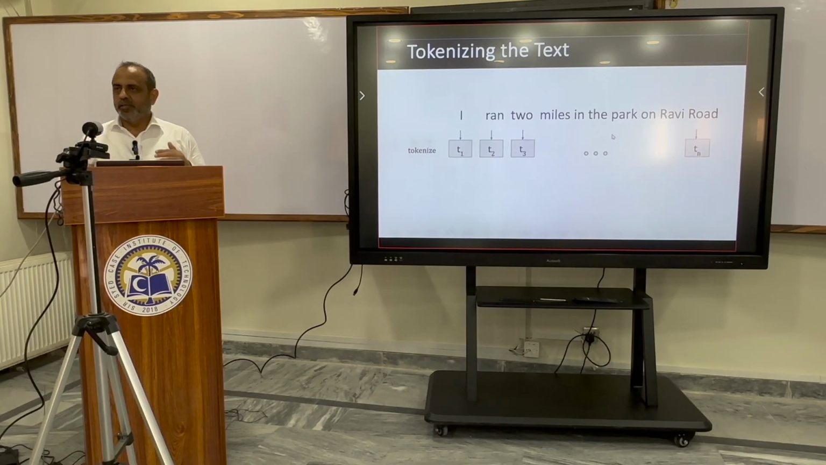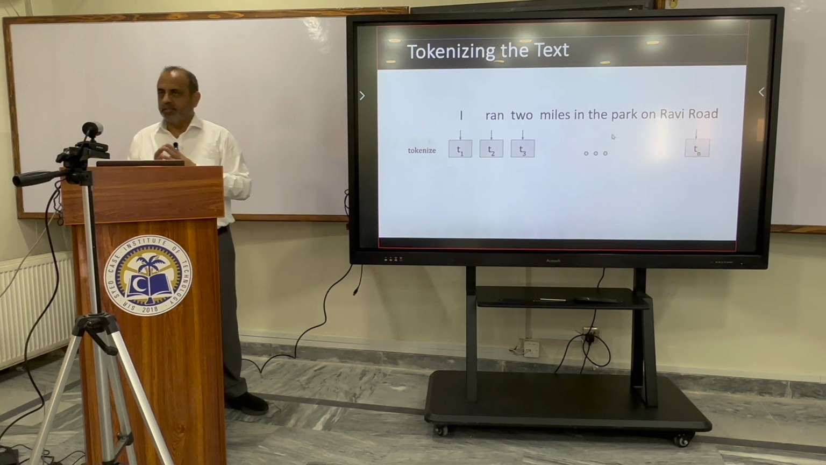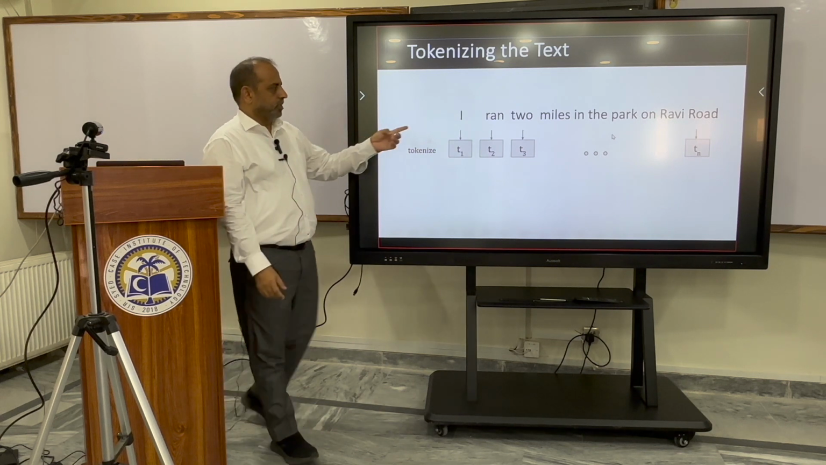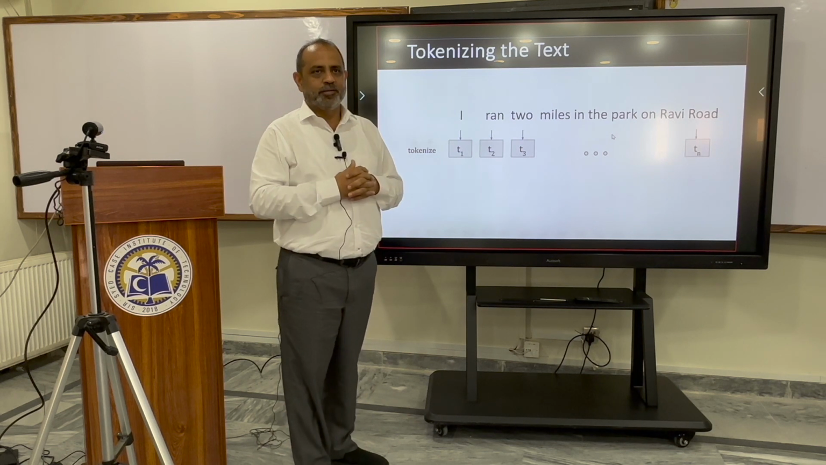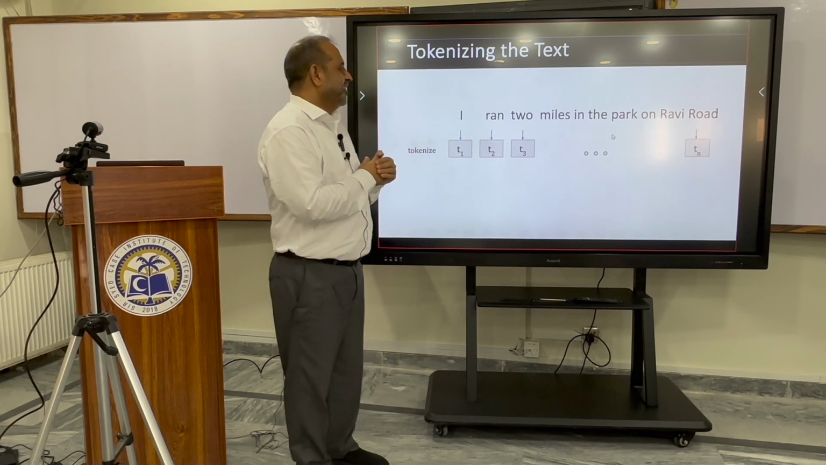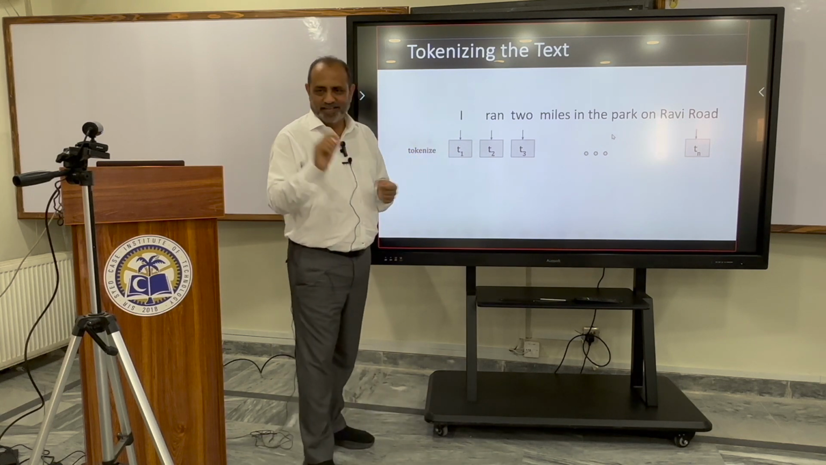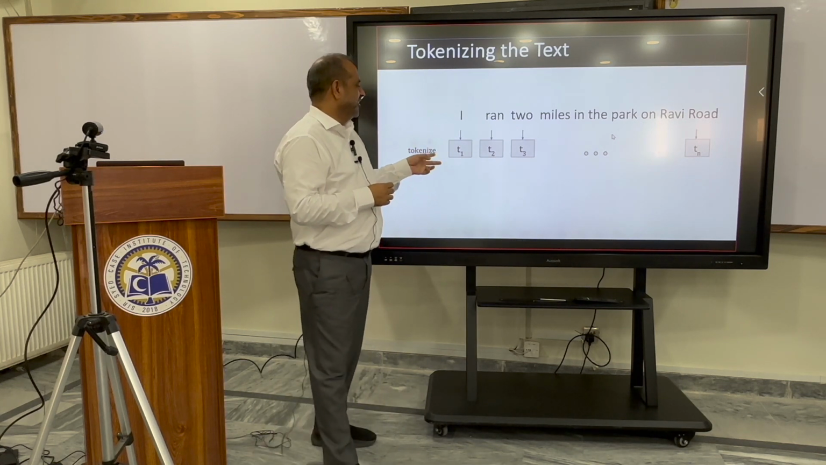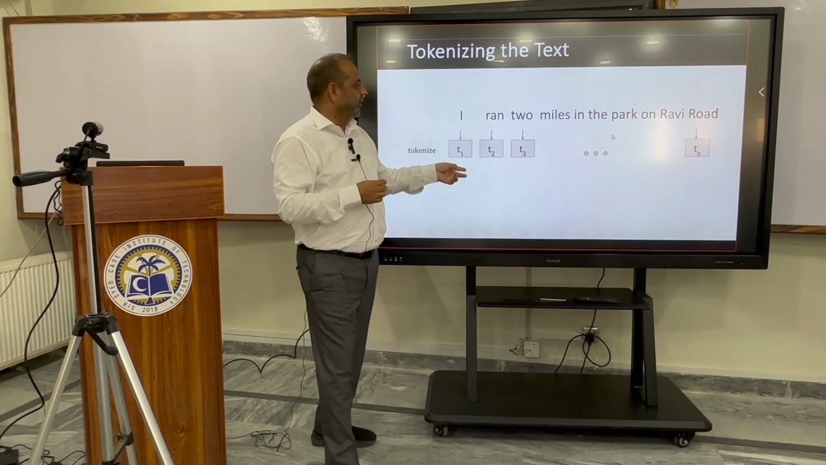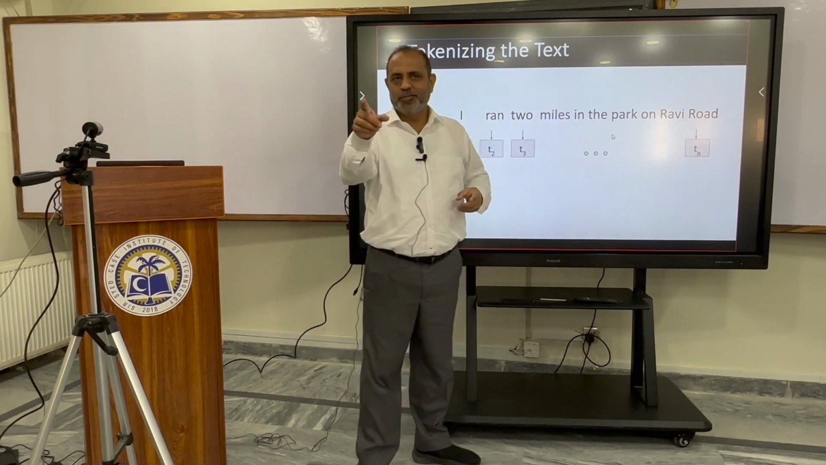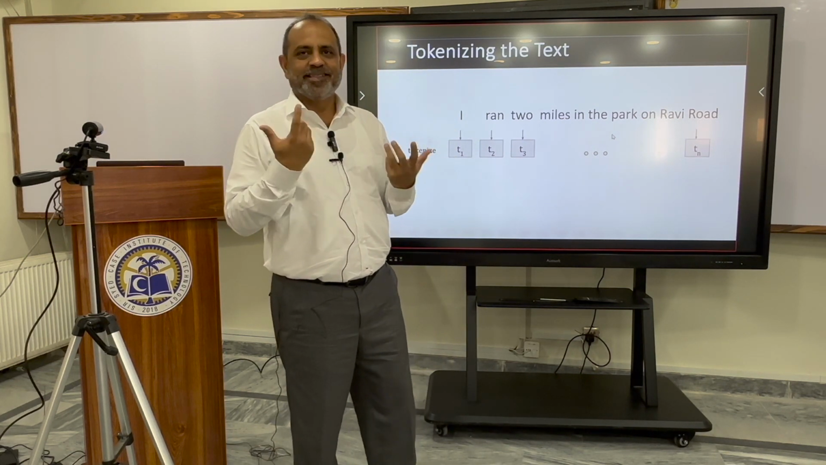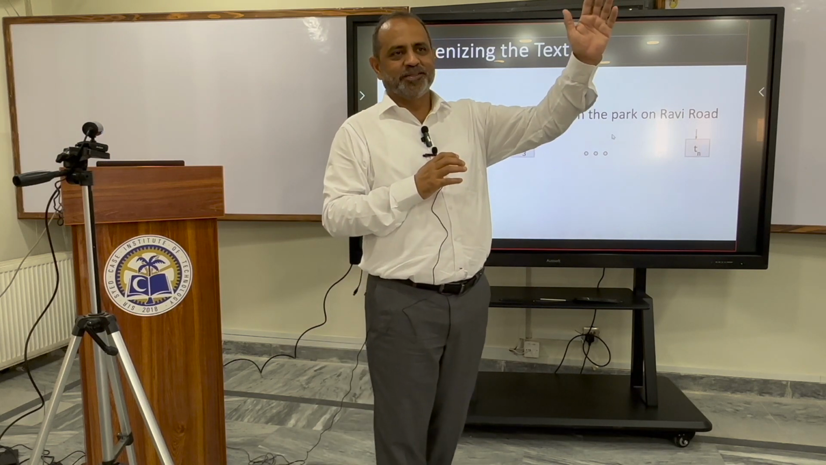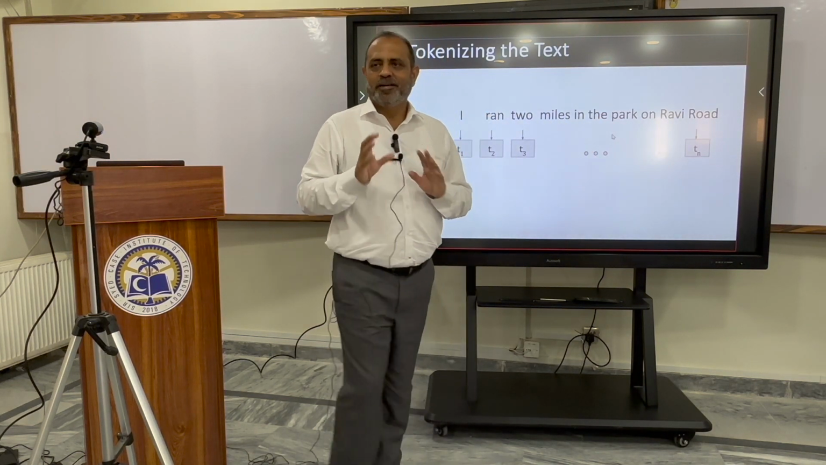For example, the first step in large language models or natural language processing is that you have a sentence: I ran 2 miles in the park on Ravi Road. Dr. Ali ran today 2 miles on GT Road. You are going to do this yourself today, and you'll be amazed. Just write whatever you want, convert it into vectors, and show it in your three-dimensional space. It's a fun exercise to do.